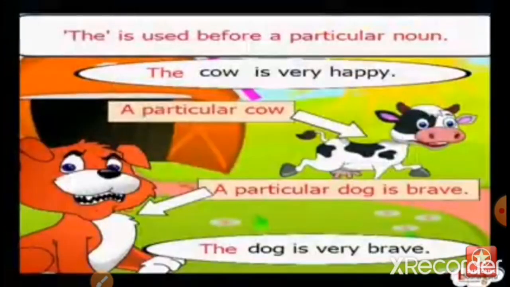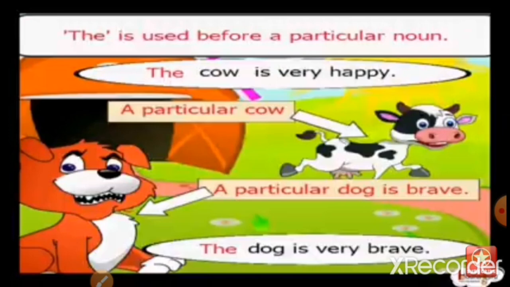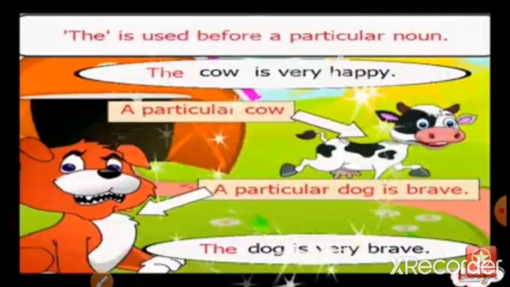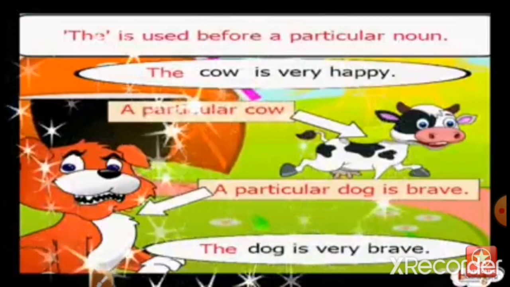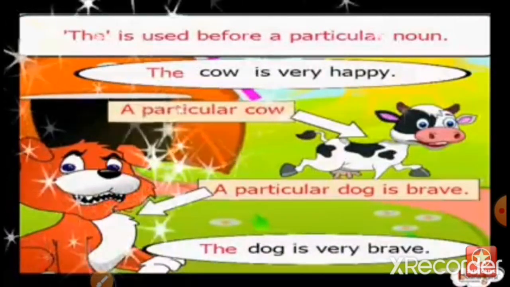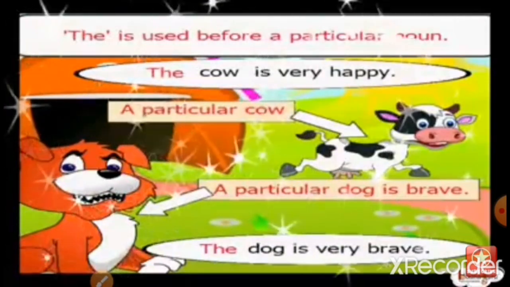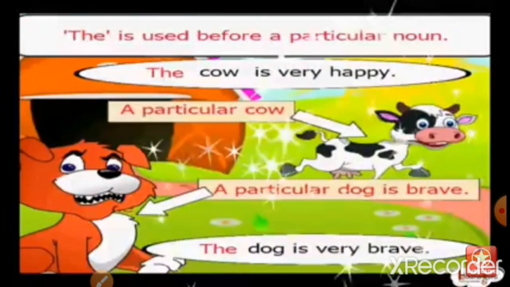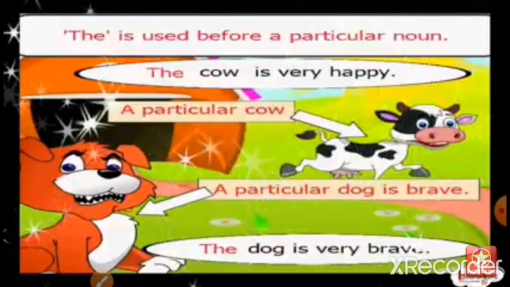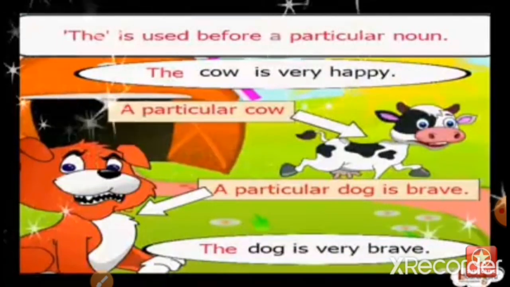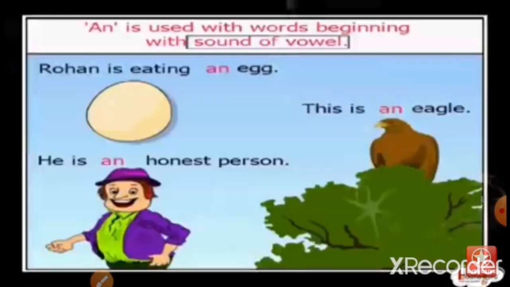The is used before a particular noun. You know children, if we are talking about a particular person or any noun, in that case we have to use the article the before that noun. Like the cow is very happy, means here we are talking about a particular cow. The dog is brave, means we are talking about a particular dog, so we have to use the article the before that dog.